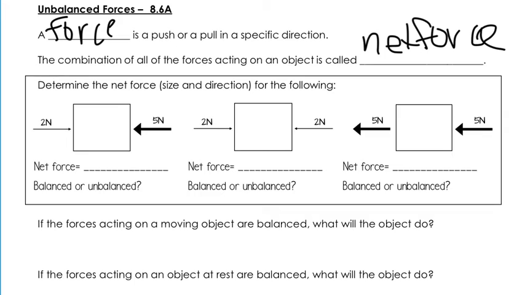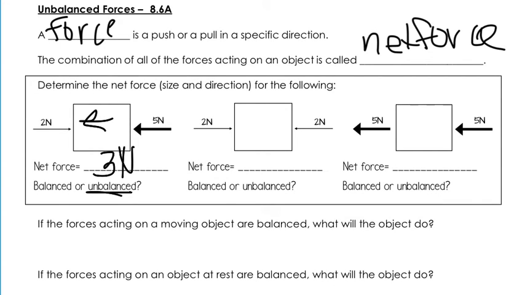For the next three, it says determine the net force, the size and the direction for the following three systems, or the following three examples. So the first one, over here, you've got 2 newtons going this way, and you've got 5 newtons going this way. So with the net force, you got to calculate, you got to subtract. So the net force is 3 newtons, and it's going to go this way, and it is unbalanced.